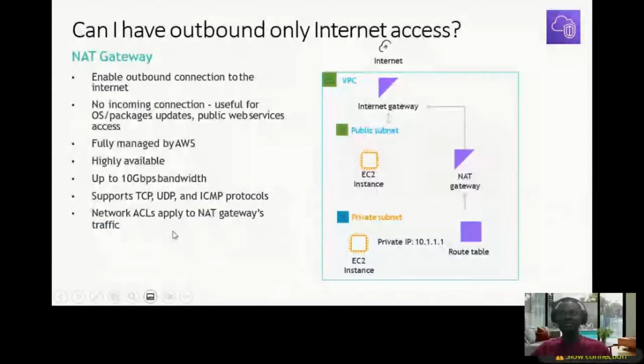So if you look at this diagram, we have the NAT gateway here. Traffic goes from this private subnet out to the internet. You can see the arrow is not returning. There is no connection that comes back in.